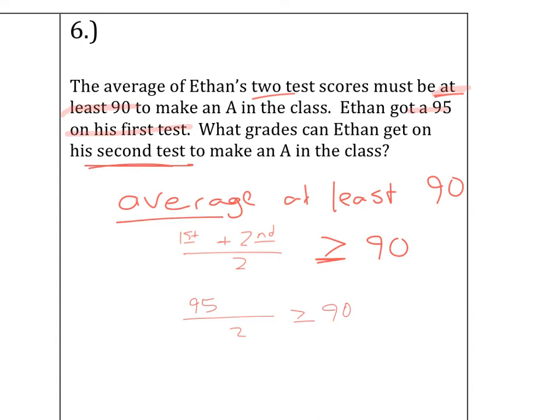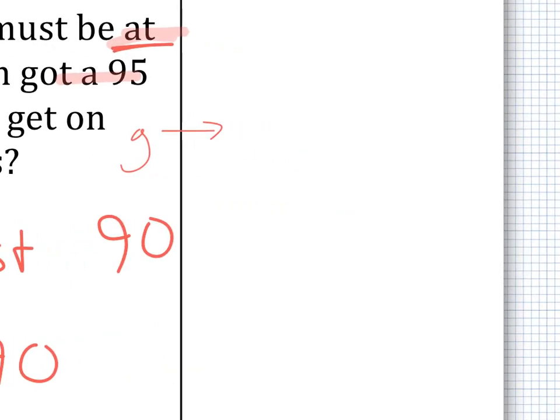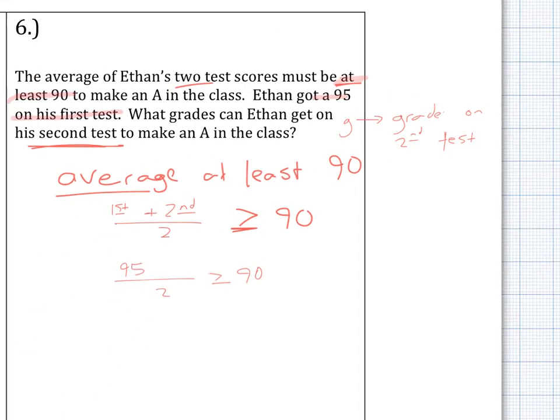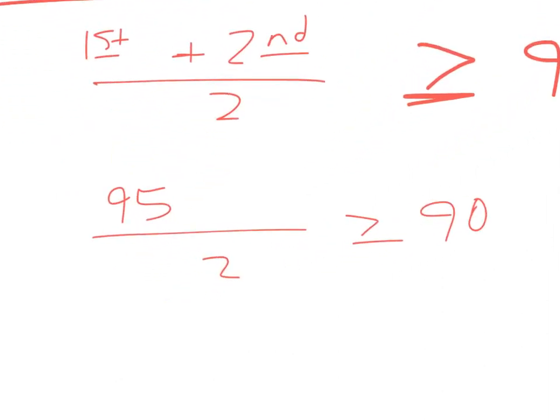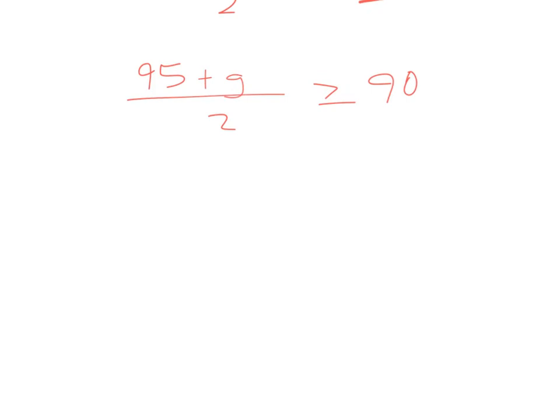There's our variable. Okay, so grades, so let's do G is grade on second test. Grade singular probably makes more sense grammatically there. So grade on the second test. So this would be 95 plus G. And now we just have an equation we need to solve. I'm sorry, an inequality.